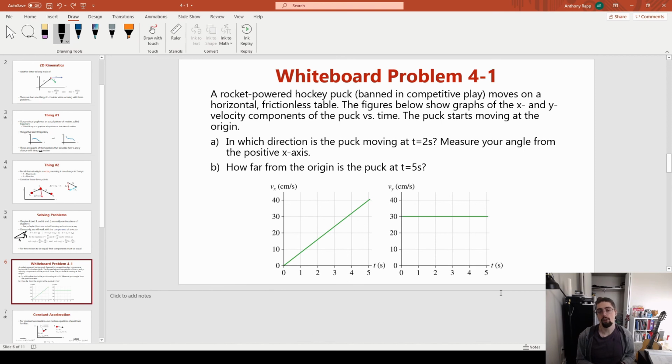Here, I have two graphs, neither of which are trajectory. But I would recommend you try and draw out what the trajectory of the puck would look like given these two graphs. So, we have an exact measure of what the velocity is in each direction for this hockey puck from 0 to 5 seconds. So first, before we dive into working on the problem, I'm going to ask you guys, what do you think? What could create a scenario like this?